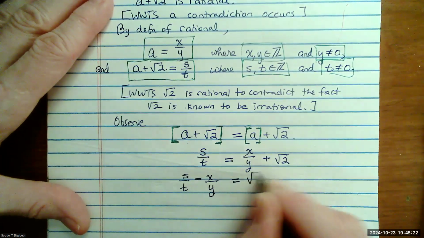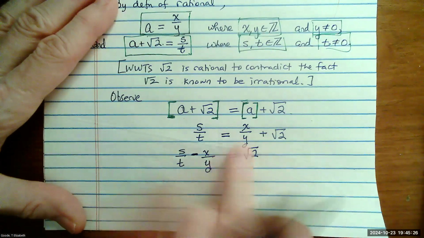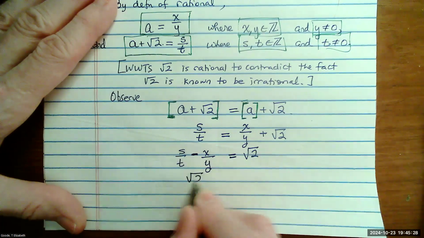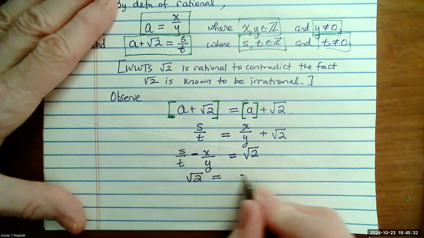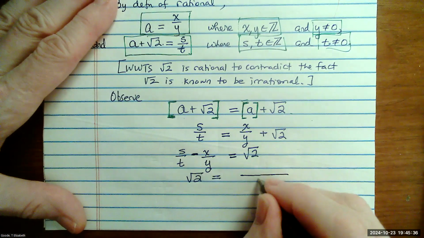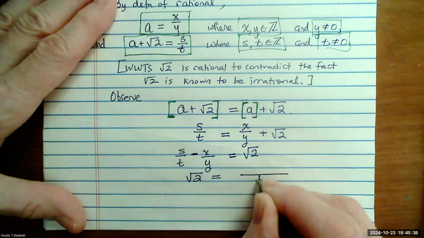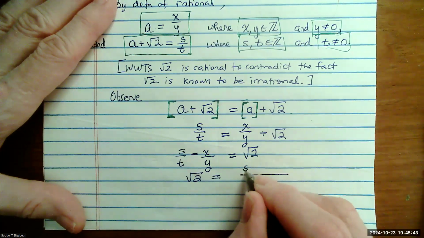So it looks like square root of 2, it looks like that. Now I'm just going to move everything around because I like to read left to right. Square root of 2 is equal to, and now what's our common denominator going to look like? TY. It sure is. Nice. And what's our numerator going to look like then? S minus X. Is that?